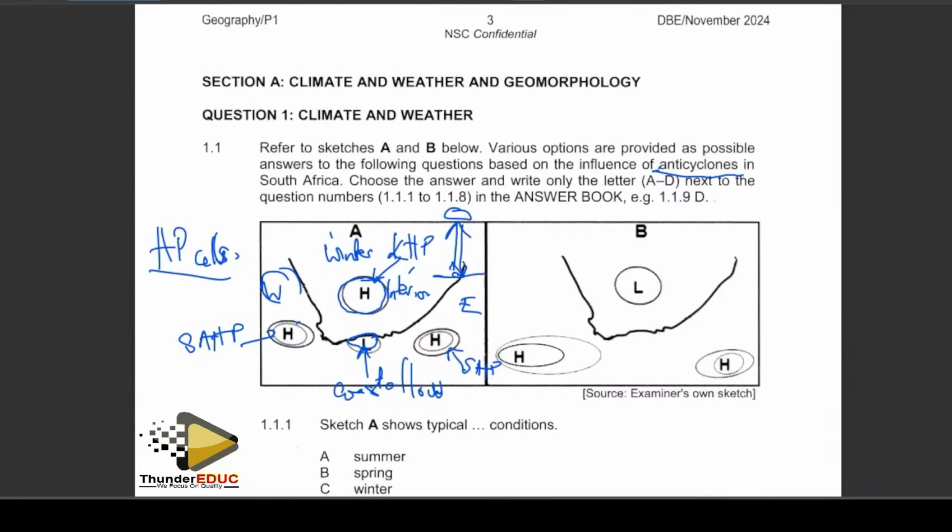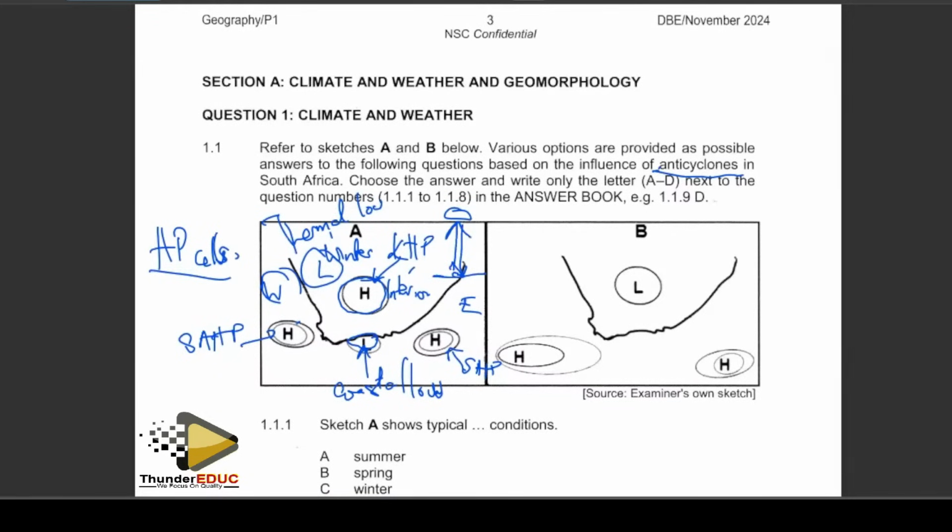But in summer, it changes to an L over the interior here, which we call the thermal low. The thermal low is typically a low pressure cell that is caused by intense heating over the interior during the summer season.